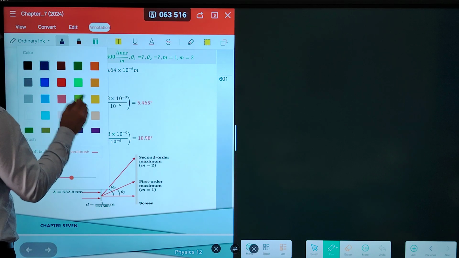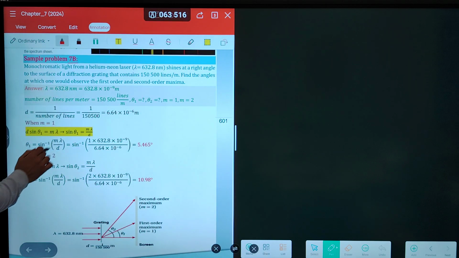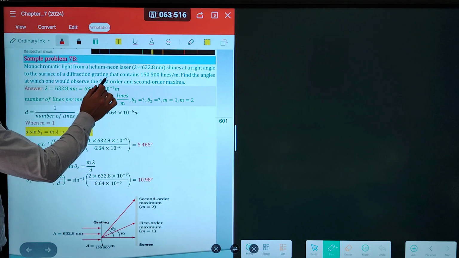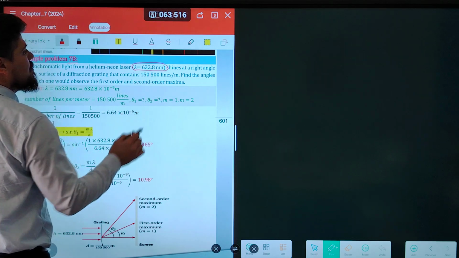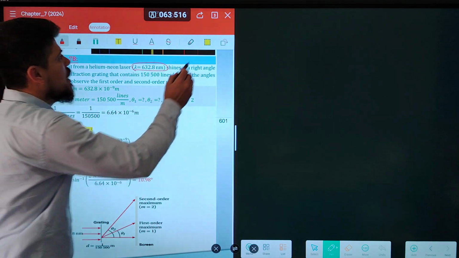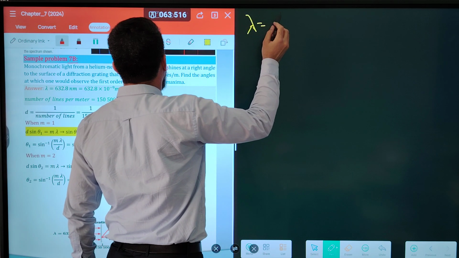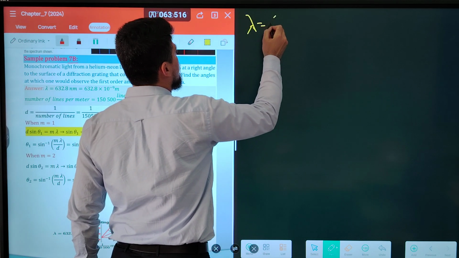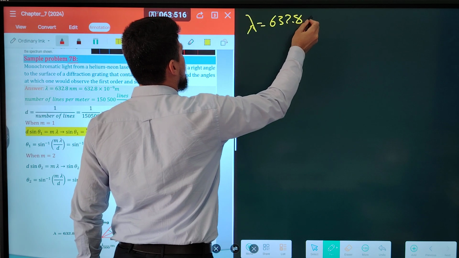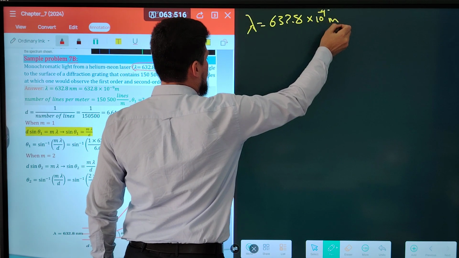Look at this sample problem 7b about the diffraction of light. Listen carefully. Sample problem 7b: monochromatic light from a helium neon laser, with wavelength lambda equal to 632.8 nanometers. You have to convert nanometers to meters, times 10 to the power negative 9. So lambda is 632.8 times 10 to the power negative 9 meter.